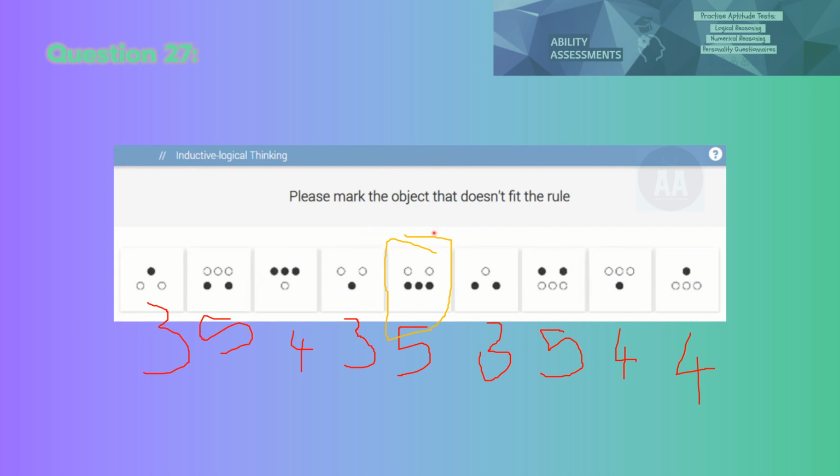The only one that's not complying with this rule is this one, where the black circles are at the bottom and the white circles are at the top, when it should be the other way around for it to be true. So this is the one that doesn't fit the rule, and this is our answer.